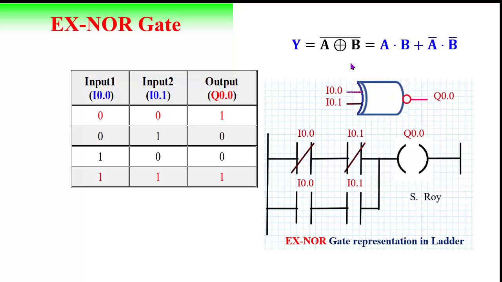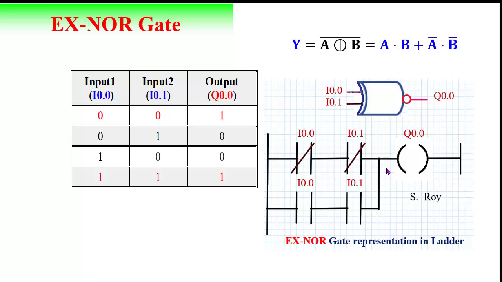We can implement this XNOR gate by using this equation, y is equal to A dot B plus A bar dot B bar. So this is OR gate of A dot B and A bar dot B bar. So this can be implemented as A dot B. This is the product. So this is A dot B. Next one, A bar dot B bar. This is A bar dot B bar. These two are in parallel circuit.